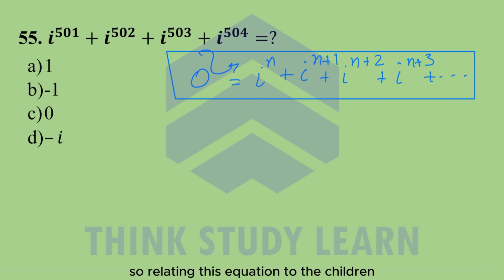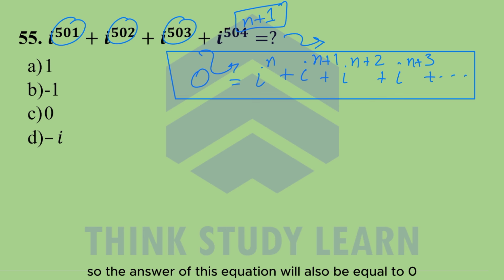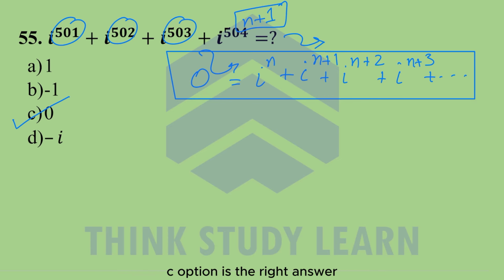Relating this equation to the theorem, we can see the powers are increasing, 501 to 502, 503, 504. This is increasing by plus 1 addition. So the answer of this equation will also be equal to 0. C option is the right answer.